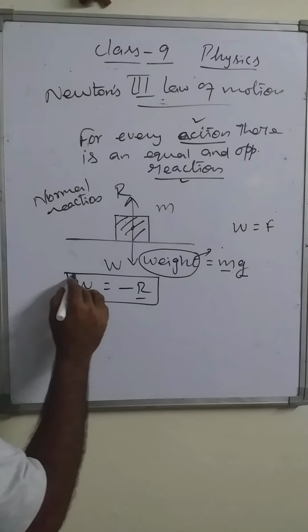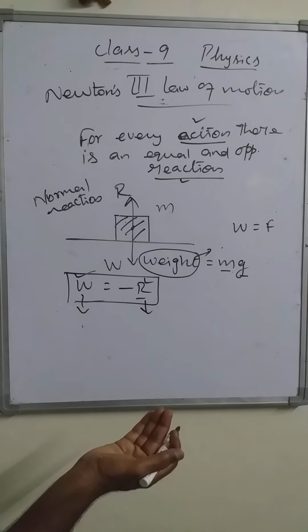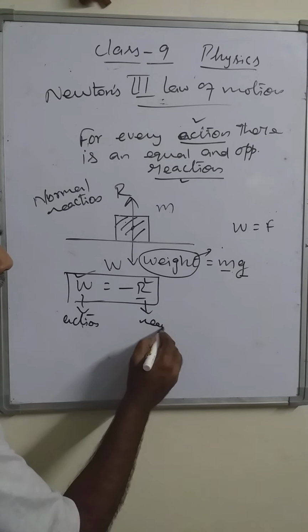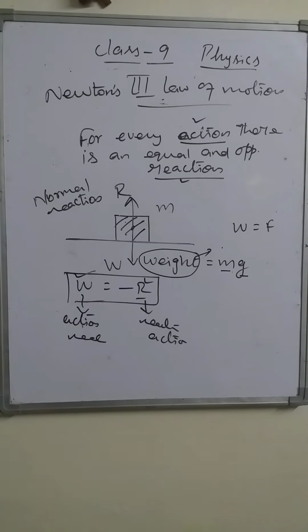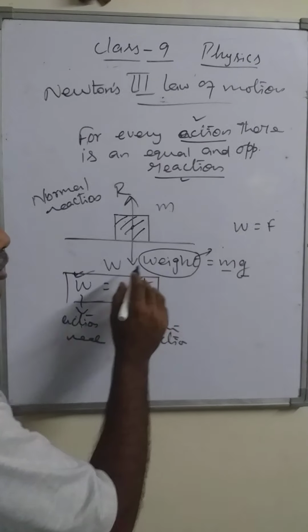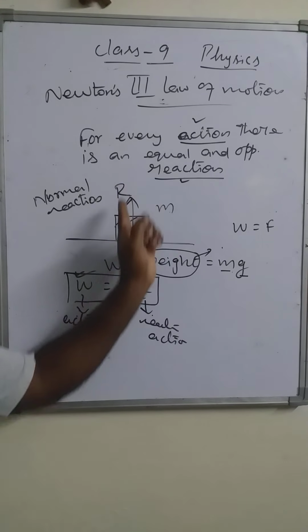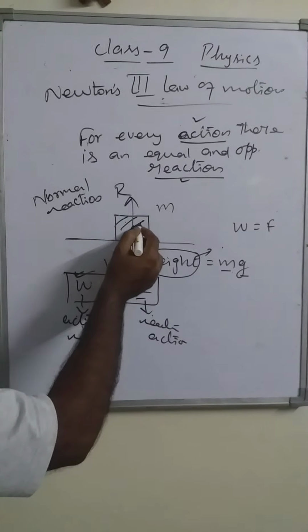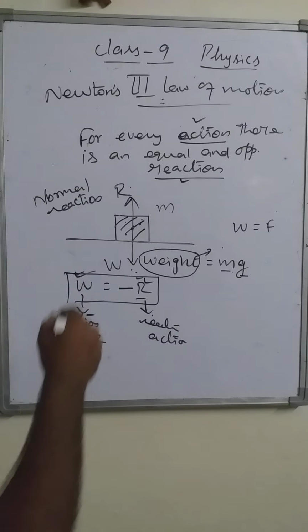In these two forces, weight is one force, and normal reaction is another force. So one can be called action, and the other is reaction. If this is called action, this will be reaction. Anything may be called action and reaction. So here action and reaction are equal and opposite. This is Newton's third law of motion. One is action, another is reaction. Now, one more thing also. As soon as the action is acting, immediately at the same moment the reaction also comes.